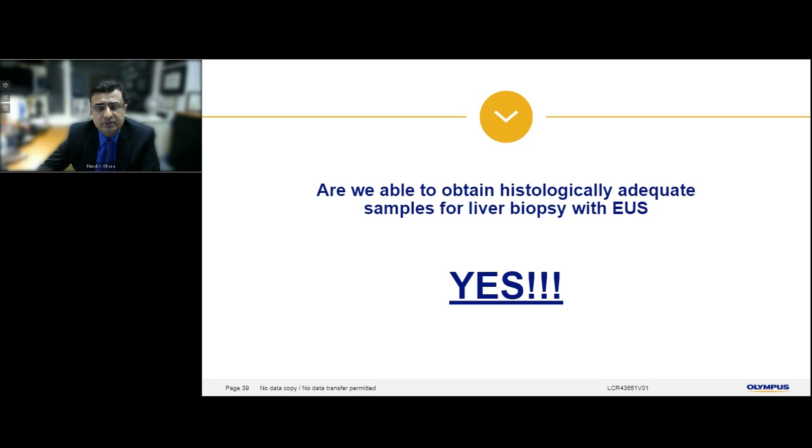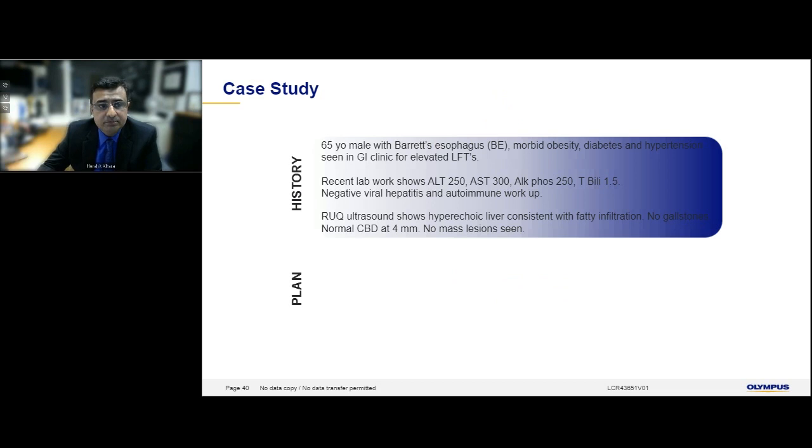And I'd like to just go over a couple of case examples to show how a case could easily encompass EUS liver biopsy. So we have a 65-year-old male with history of Barrett's esophagus, morbid obesity, and the whole metabolic syndrome, who's seen at our GI clinic and hepatology colleagues for elevated liver enzymes. And the blood work basically shows more of a parenchymal pattern, with slightly elevated alkaline phosphatase and mildly elevated bilirubin. The autoimmune and serological workup was negative, and the right upper quadrant ultrasound showed fatty liver and a bile duct of 4 millimeters, but no mass lesion.